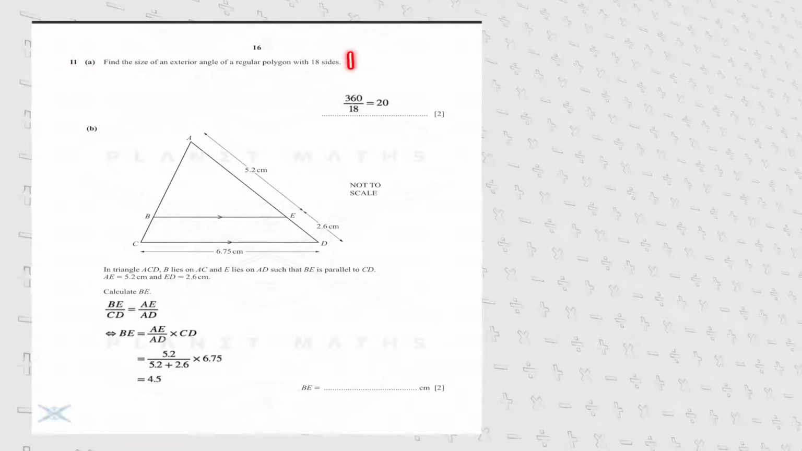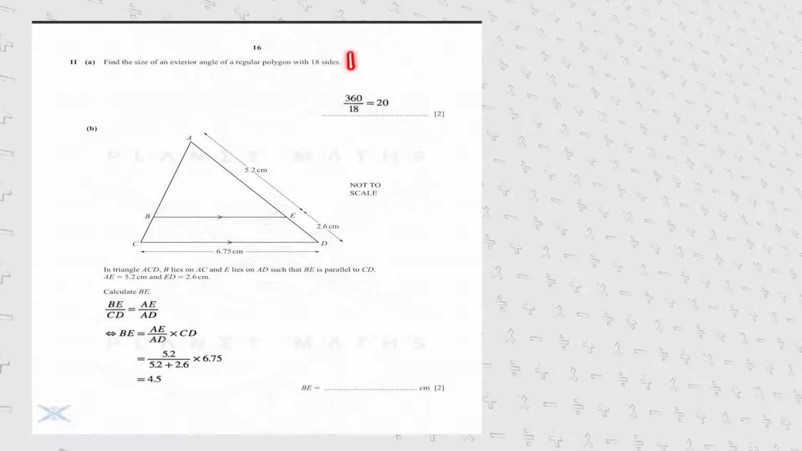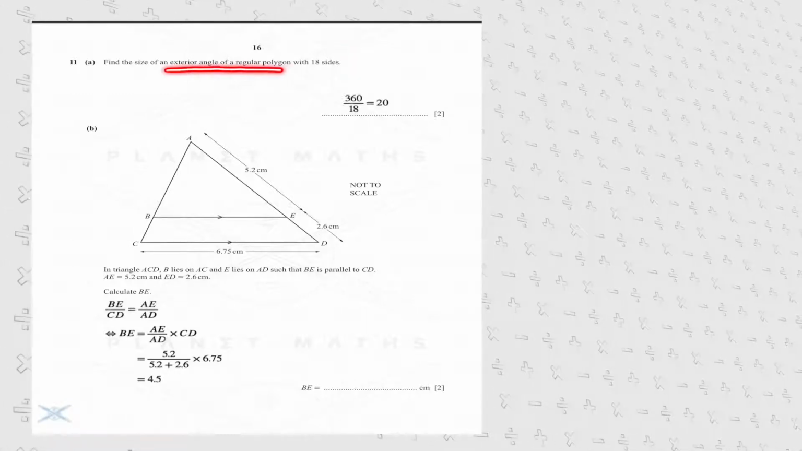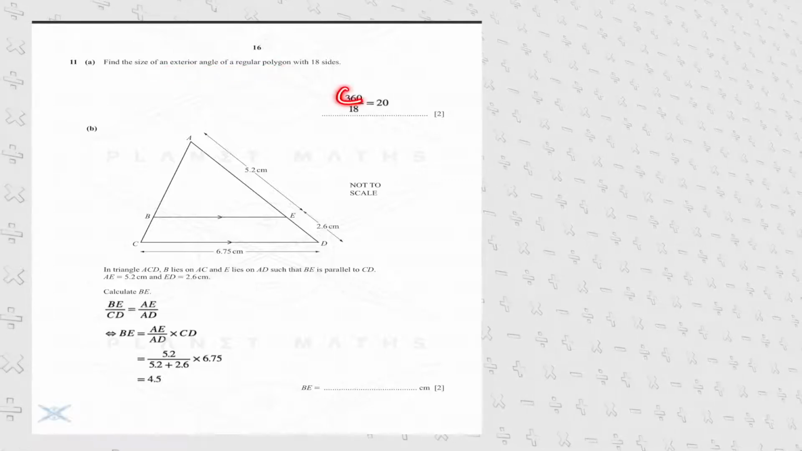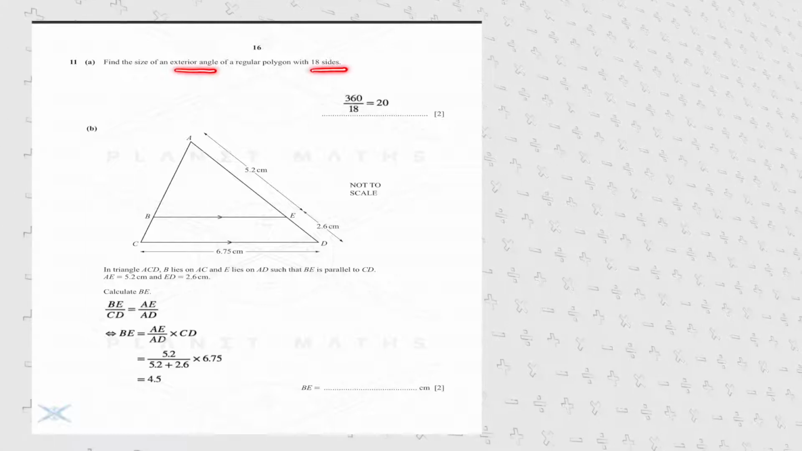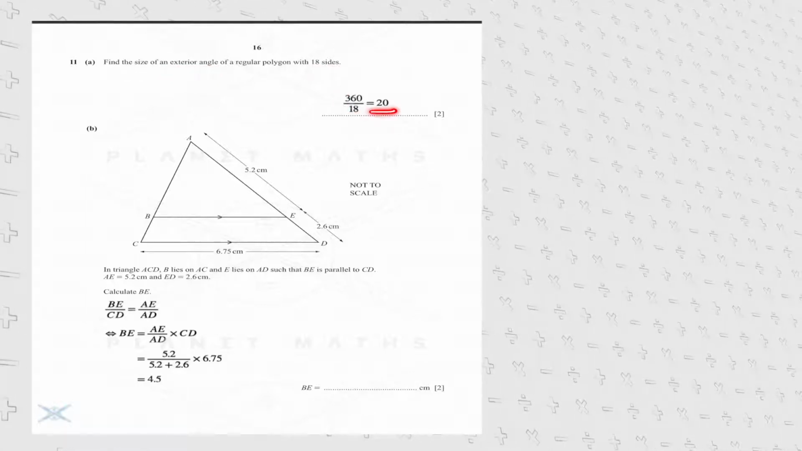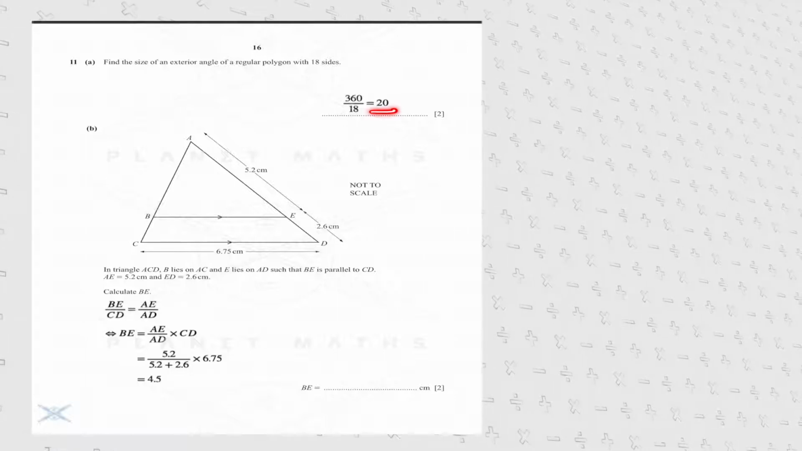Next on to exercise 11, where in part A we are supposed to find the size of an exterior angle of a regular polygon with 18 sides. You should keep in mind that the exterior angles of any regular polygon add up to 360. Therefore, to find out the angle for one of those exterior angles, we simply divide 360 by 18, which provides us with a solution that the size of the exterior angle is 20 degrees.